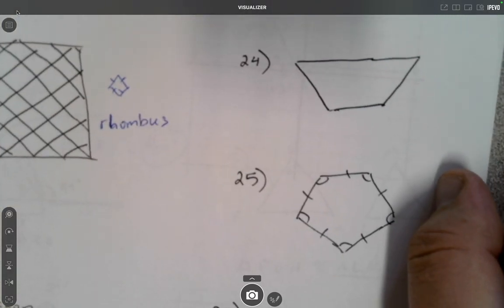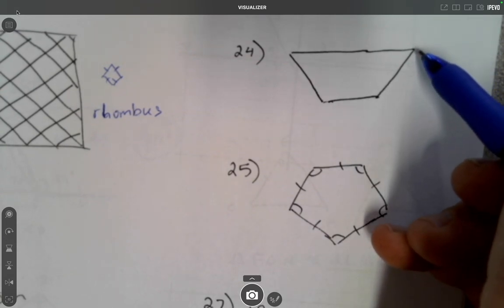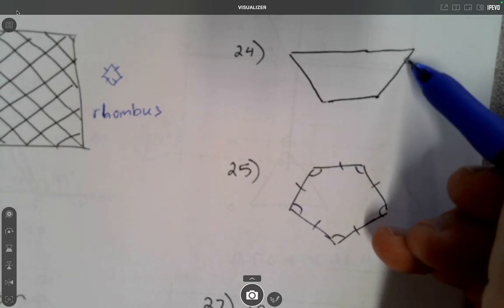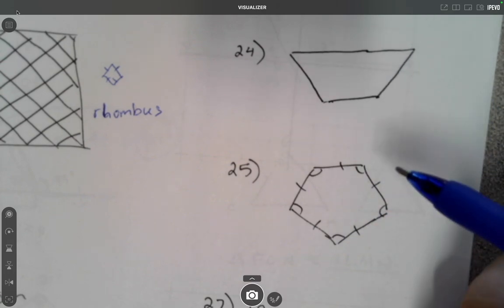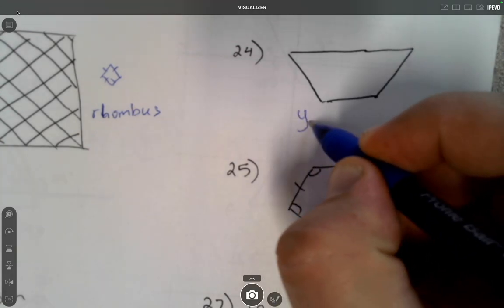24, determine if it's a polygon. If it is, name it. If it's not, explain why. 24 is a polygon. It follows all the rules. All the lines end where they meet. They don't go past that point. They don't stop before that point. None of the lines are crossing over each other. So this is a polygon.